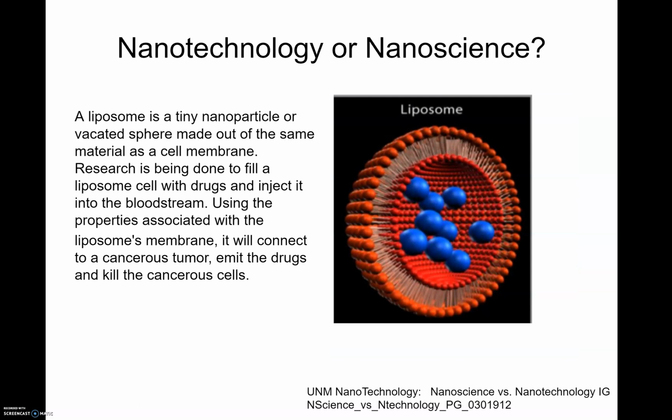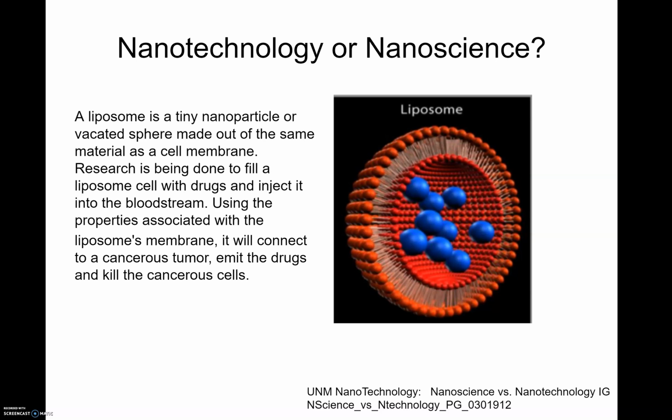What about a liposome, which is a tiny nanoparticle or vacated sphere made out of the same material as a cell membrane? So I use the word cell in here a couple times. I want to make sure it's clear. A liposome is like a sphere made out of lipids, okay? Research is being done to fill a liposome. I call it a cell, but it's not like a human living cell. It's just a liposome sphere, I should have put, with drugs.